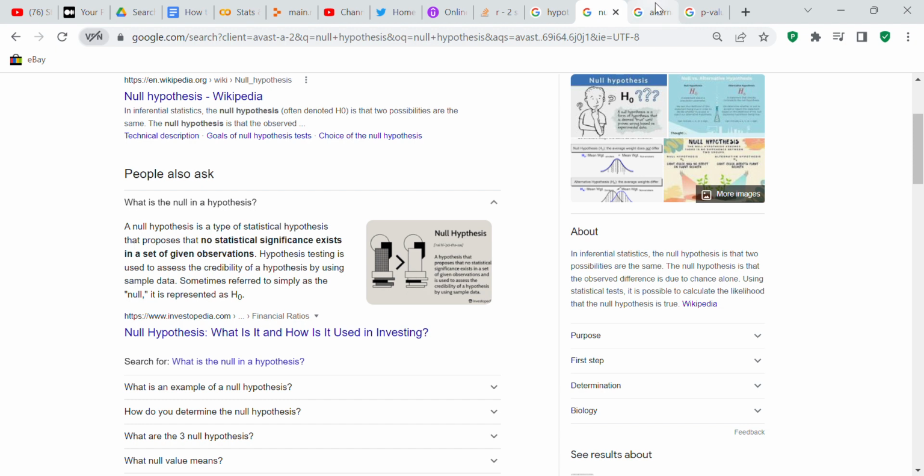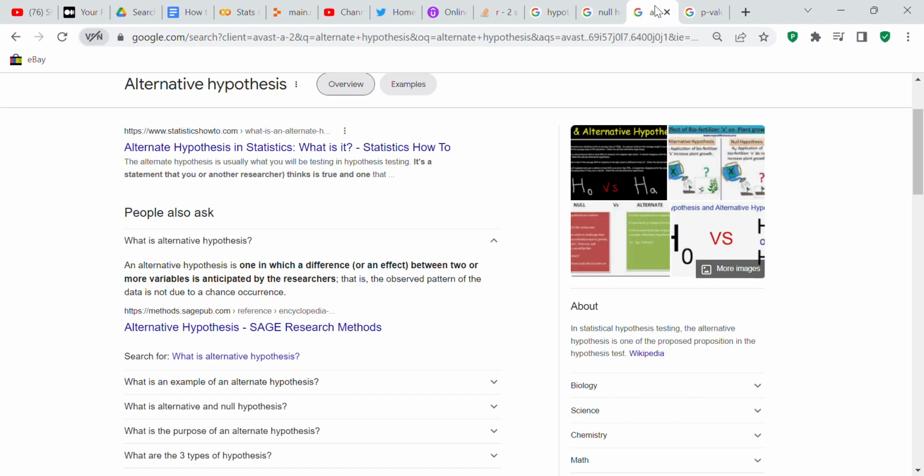In addition to the null hypothesis, we also have something called the alternative hypothesis. So we ask the question, what is an alternative hypothesis? An alternative hypothesis is one in which a difference or an effect between two or more variables is anticipated by the researchers. That is, the observed pattern of the data is not due to a chance occurrence.